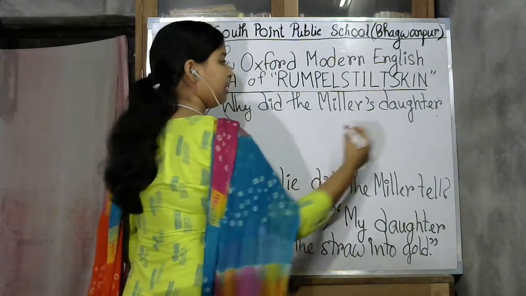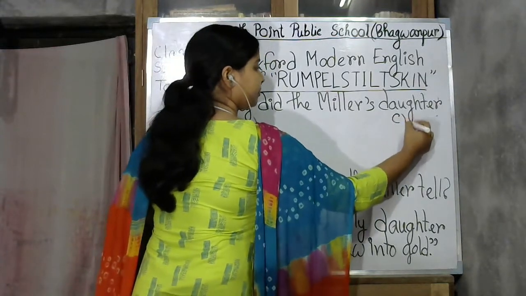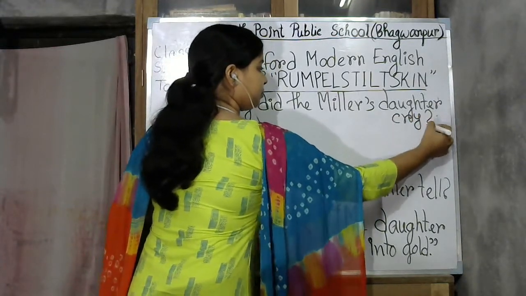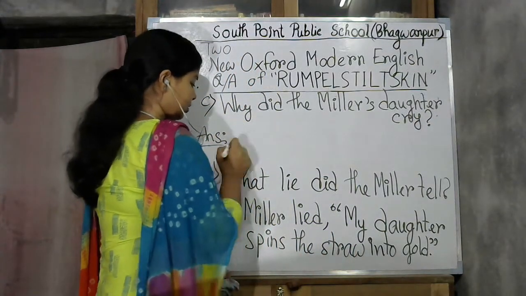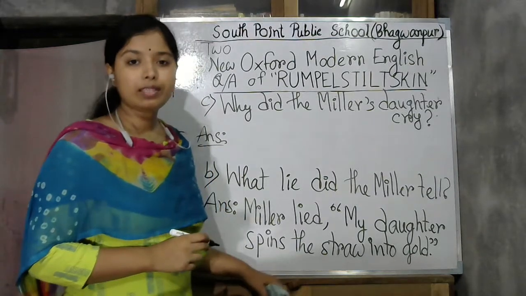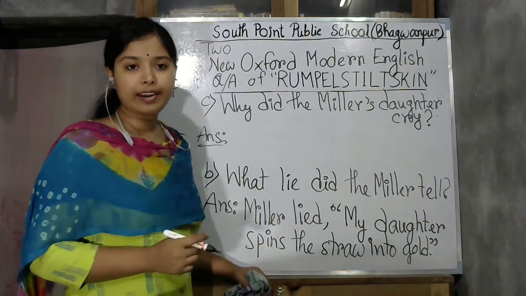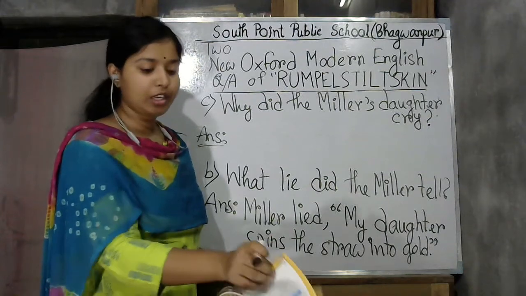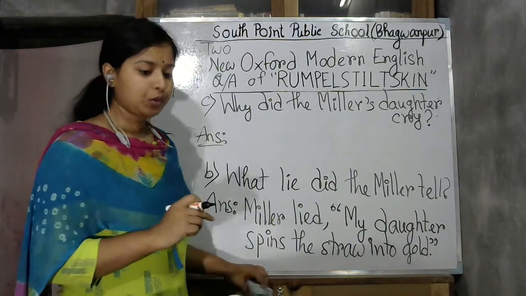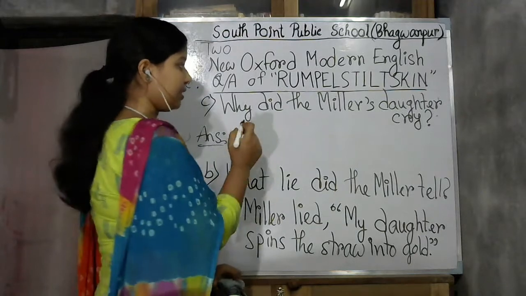Why did the miller's daughter cry? What is the answer? Why was the little girl crying? Because she did not know how to spin. So write the answer.